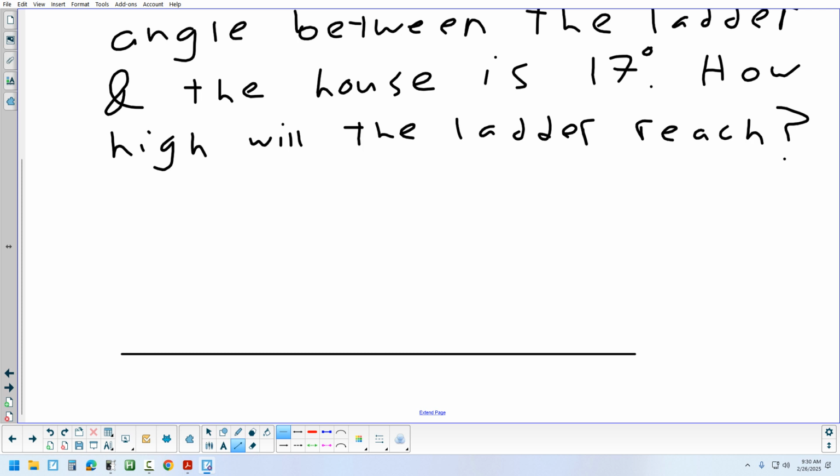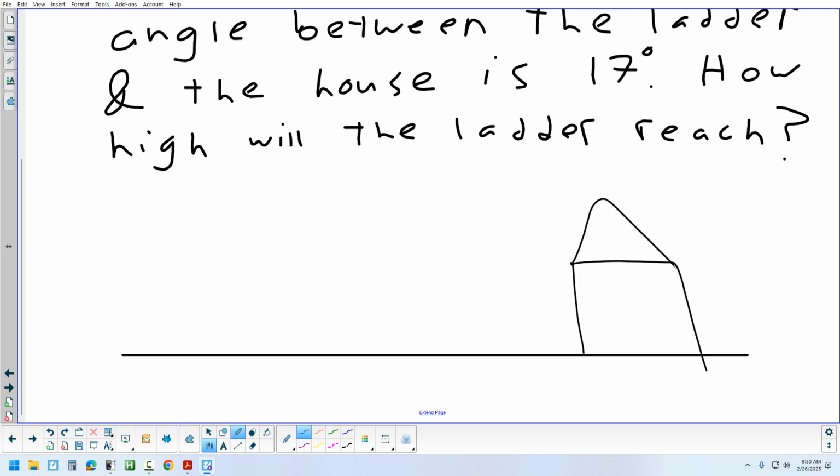So we've got the ground. Okay, we've got our house over here. And we've got a ladder leaning against the house like that. All right. So they didn't say anything about the house being crooked, so we're going to assume the house is built correctly. It's perpendicular to the ground.